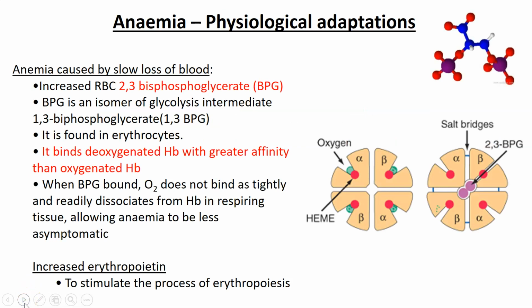Right then. One of the physiological adaptations that your body takes advantage of is using this molecule here, 2,3 biphosphoglycerate. It's a molecule that you might remember from biochemistry. This molecule is actually a modified form of this molecule here, 1,3 biphosphoglycerate. This is the molecule that's often found in glycolysis.